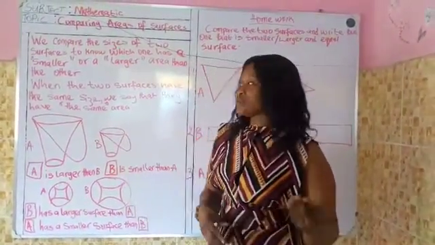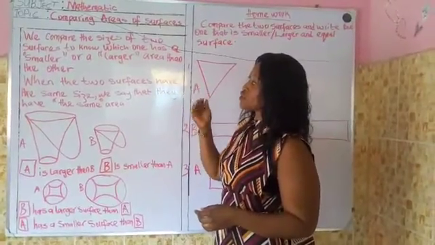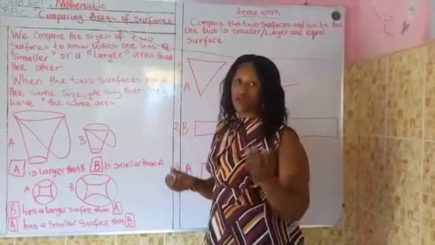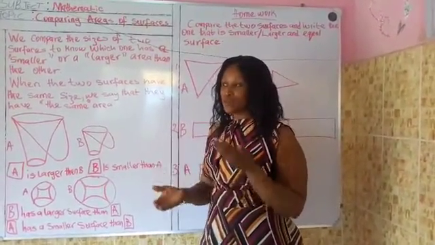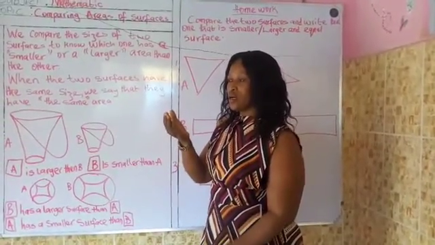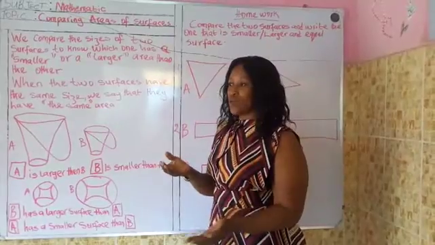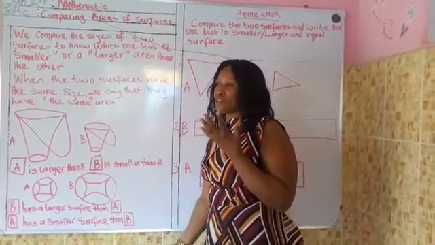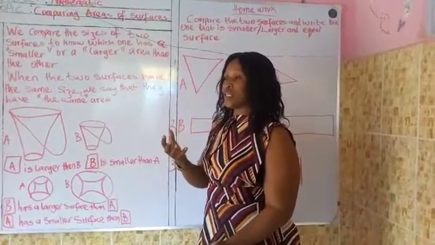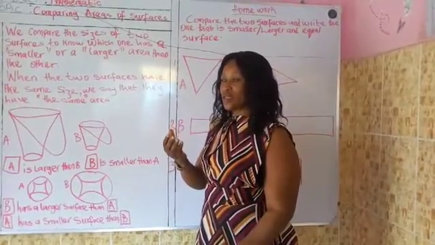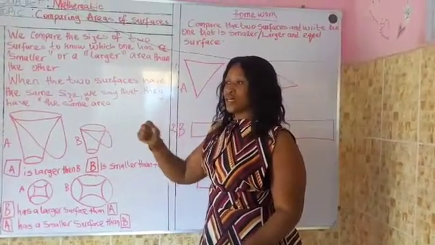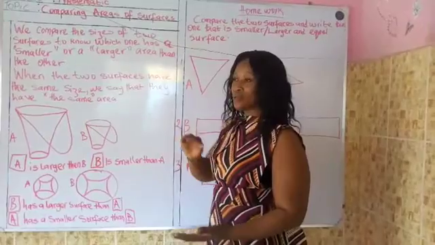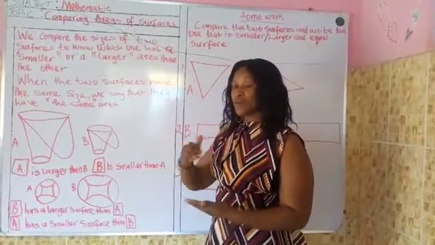Now I wrote that we compare the sizes of two surfaces to know which one has a smaller or larger area than the other. That is why we compare them. We compare them to know the one that will contain more. Remember we learned capacity, where I showed the containers that can contain more than the other. We drew some containers on that topic. So today we are comparing two surfaces.